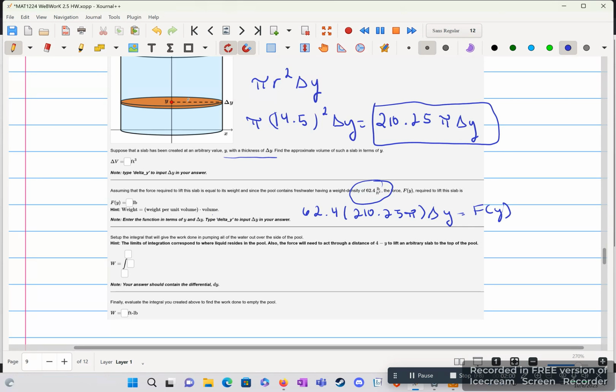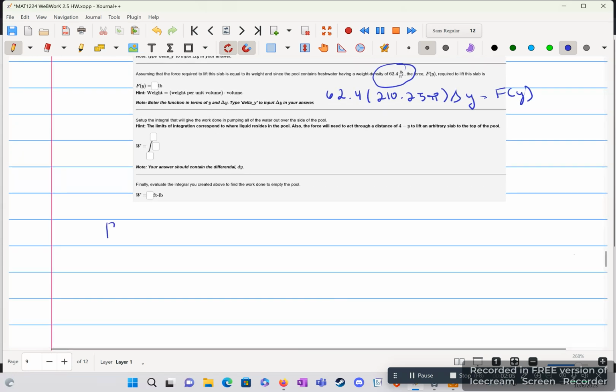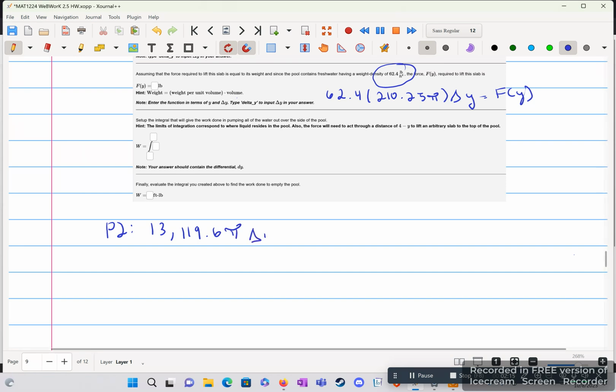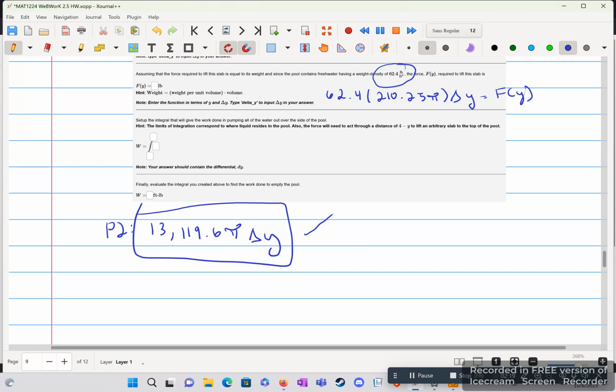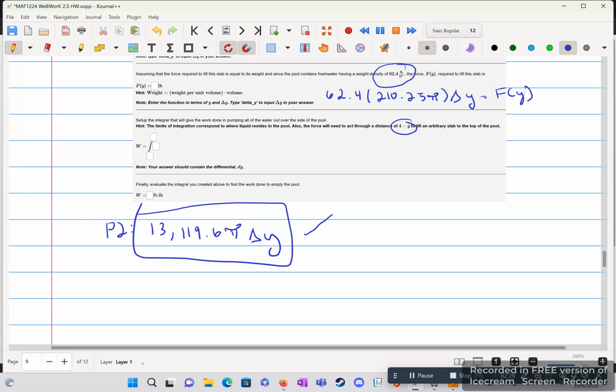Or we can simplify that a little bit more. So we're going to move down here to part 2. 62.4 times 210.25 is 13,119.6 pi del y. That's our answer to part 2. And now we just have to plug this into our integral. The limits of integration cover the portion where the liquid resides in the pool, and the force acts through a distance of 4 minus y, which is our del y.